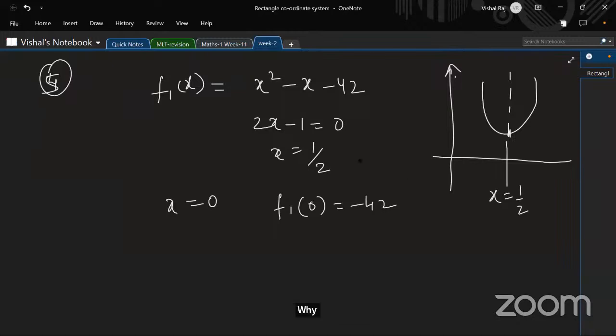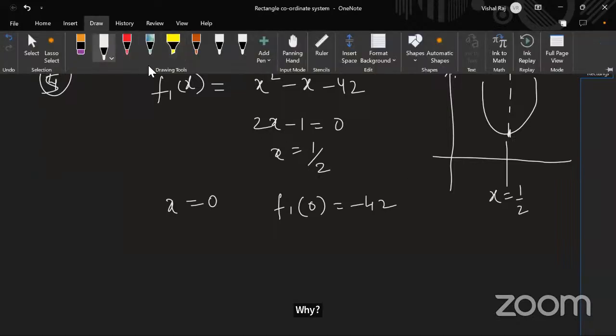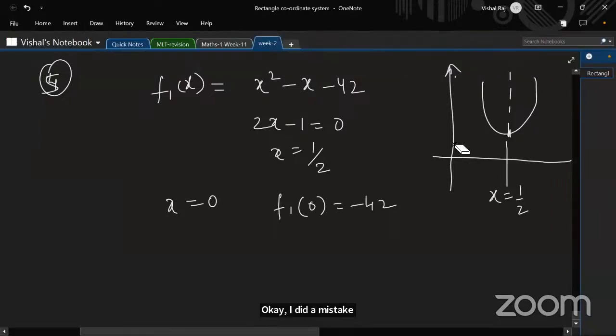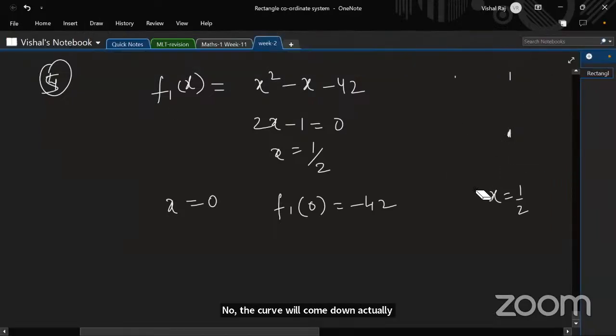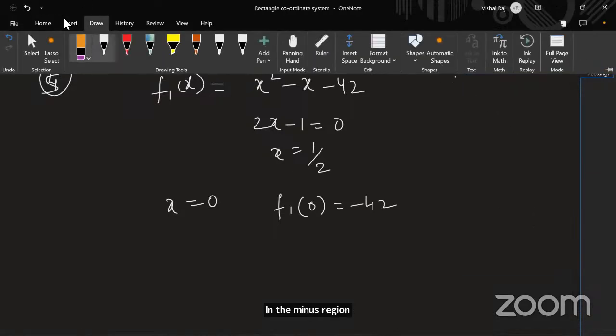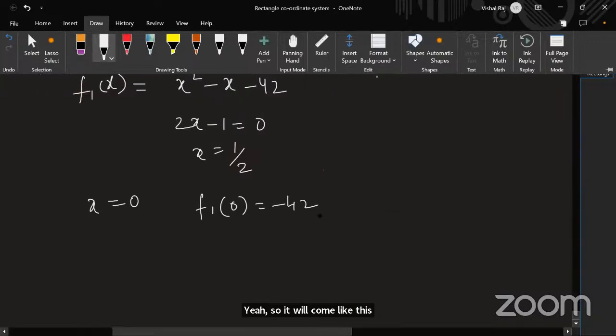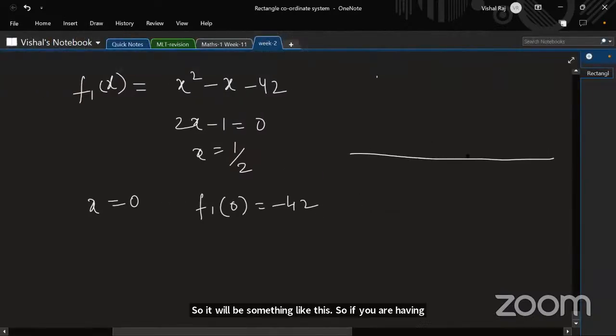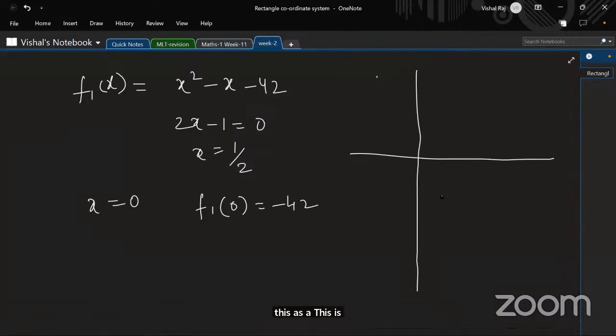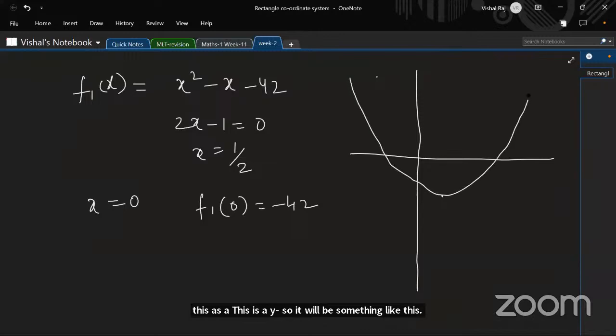Okay, I made a mistake. The curve will not go up, it will come down actually, into the minus region. So it will come like this. If you take this as the x coordinate and this as the y coordinate, it will go like this. Correct? And this will be your point (0, minus 42), and this is x equals 1 by 2.